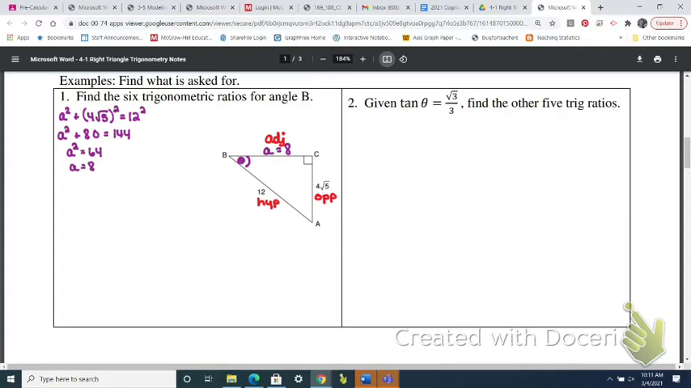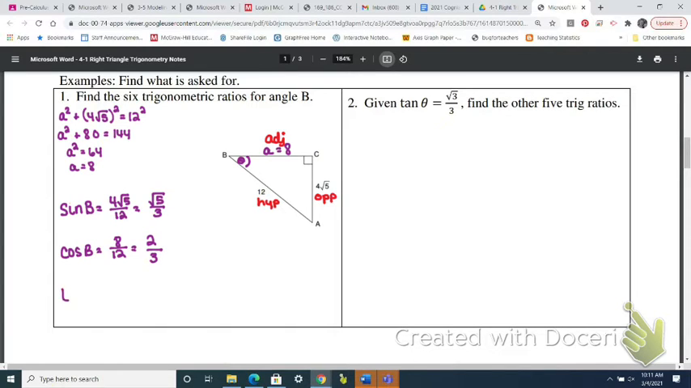So here we go. We're going to go ahead and do our ratios. So sine of B. Sine is opposite over hypotenuse. So my opposite is 4 square roots of 5 over 12. I need to reduce that. So that gets me the square root of 5 over 3. Next, I have cosine. That is my adjacent over hypotenuse, so that's 8 over 12, which reduces to 2/3.